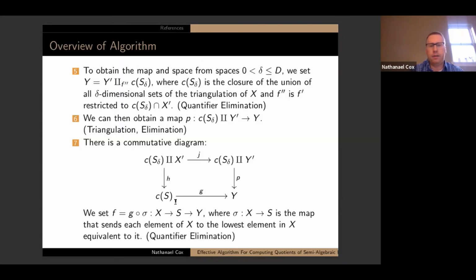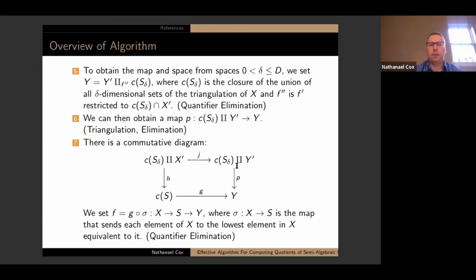And then this C of S is the closure of this S that contains one element from each equivalence class. H is basically just the inclusion map on each component of this. And then here, J from X prime to Y prime is just F prime, and then on the C of S delta is just the identity map, and then we have this P that we obtained through triangulation and elimination.